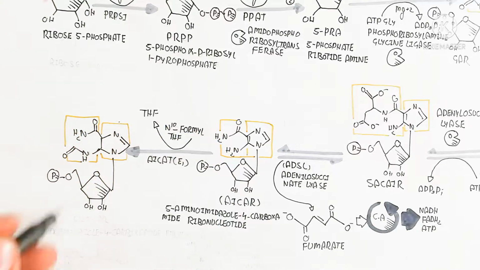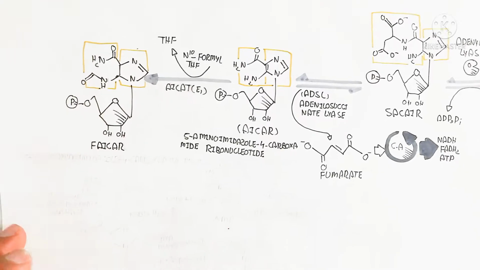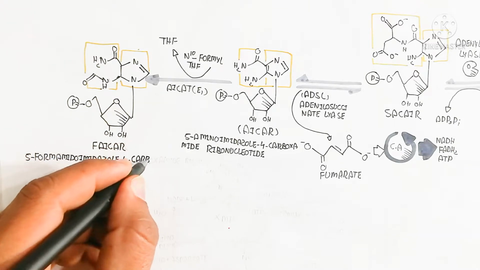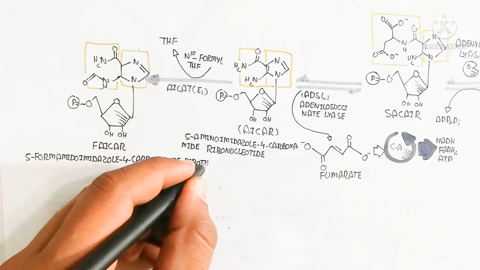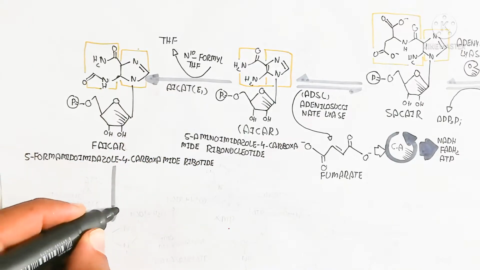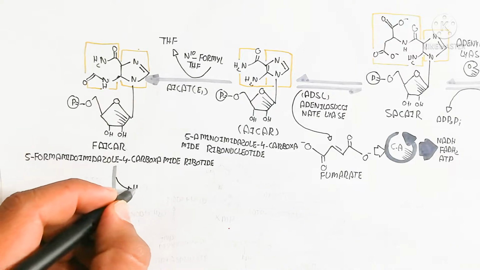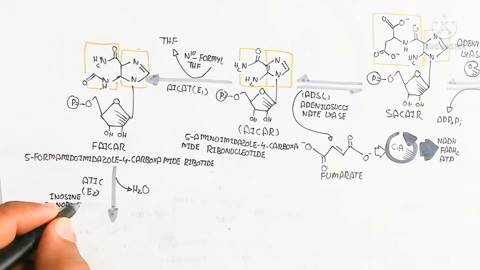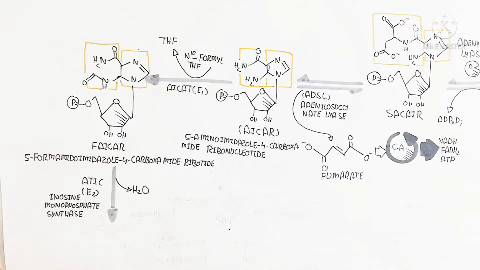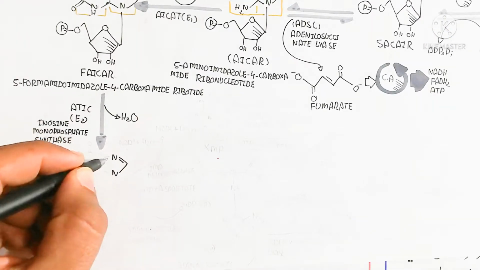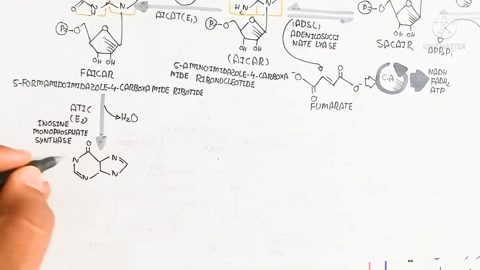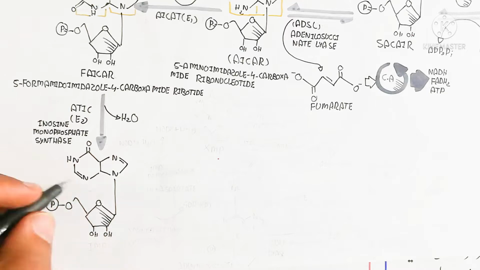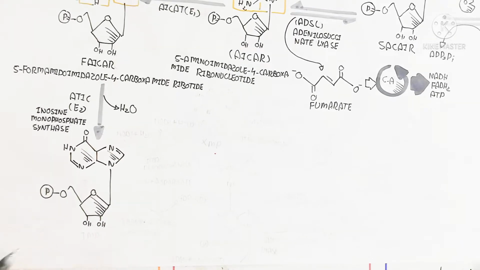In this way the 5-formamidoimidazole-4-carboxamide ribotide formation occurs, and it produces this type of structure and releases water. After the release of water, the inosine monophosphate synthase enzyme is used. At last, here is the ATIC enzyme 2. In this way, the inosine monophosphate synthase enzyme produces the inosine monophosphate, and this inosine monophosphate you can understand as the IMP.